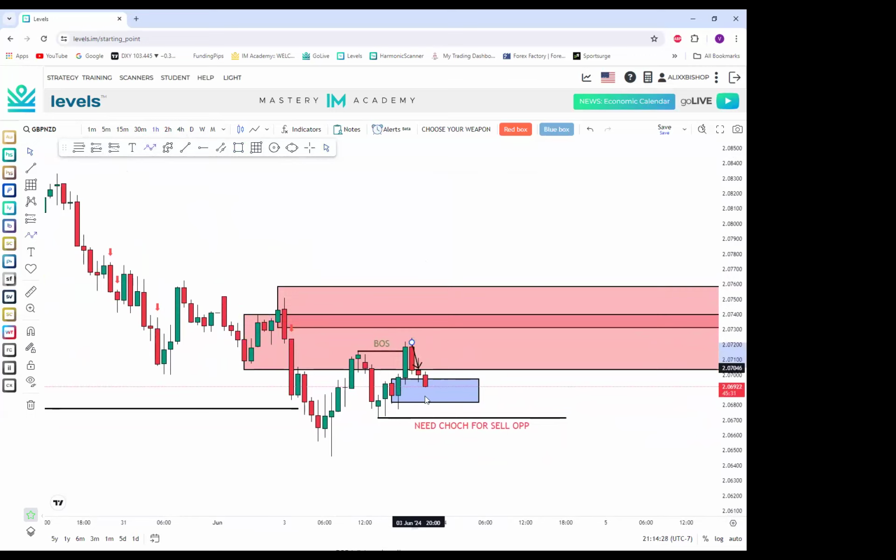So if we break and close below here, we can see if we can look for a brand new sell setup and continue this lower. But if it does not change character, we can easily continue up and go higher. Does this make sense, guys? Give me a 1 if this makes sense.